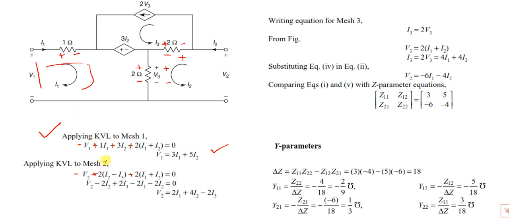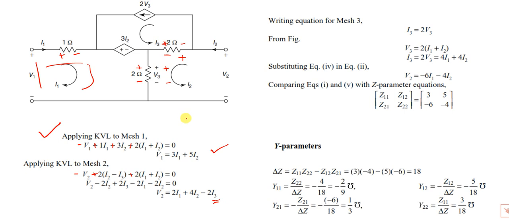So V2 is equal to, if you simplify this, V2 is equal to 2I1 plus 4I2 minus 2I3. In the first equation, we got 3I1 and I2, an expression directly in terms of I1 and I2. But in the second equation, we have to get it in terms of I1 and I2, but we got an extra I3. That I3 we have to eliminate.